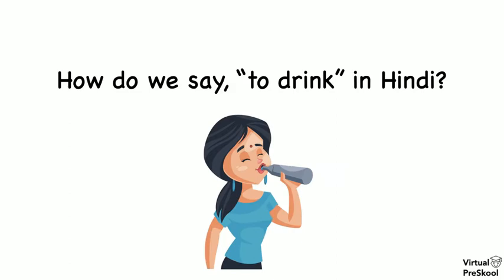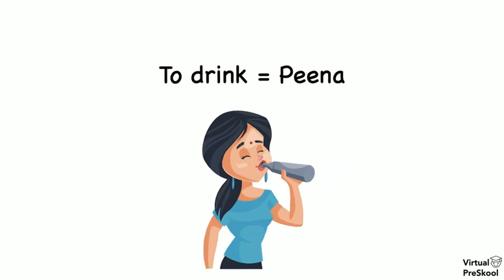How do we say to drink in Hindi? To drink, pina. Now, this is an interesting one because the word pina has two meanings. It means to drink, but it also means the noun drink. So you have to know which one it means based on the context in which it's being used, based on the situation in which it's being used. So whether you're having a conversation or reading something, you'll know whether it's referring to a verb or a noun based on what's happening in that situation.